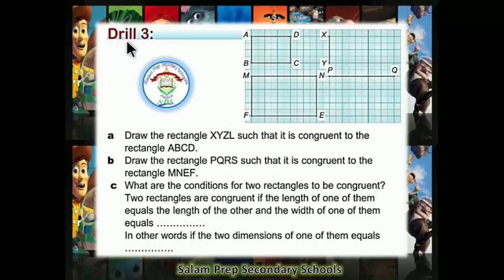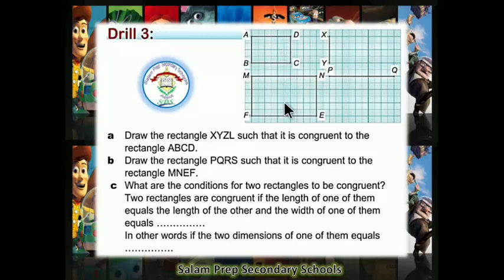Now look at drill 3. We have two rectangles but have different sizes. The first rectangle ABCD with dimensions: length equal 3 centimeter, width equal 2 centimeter.